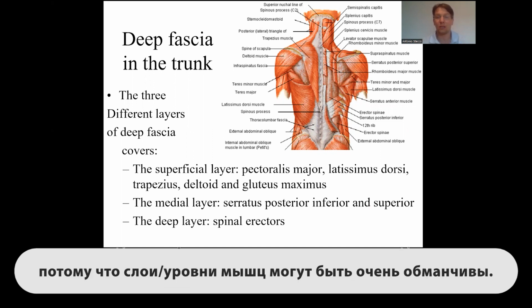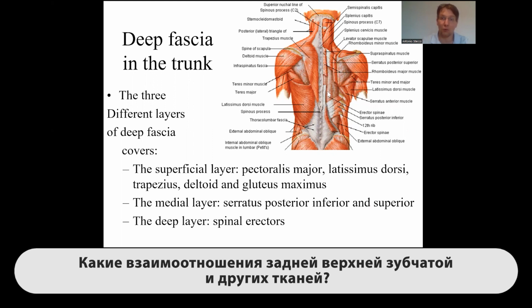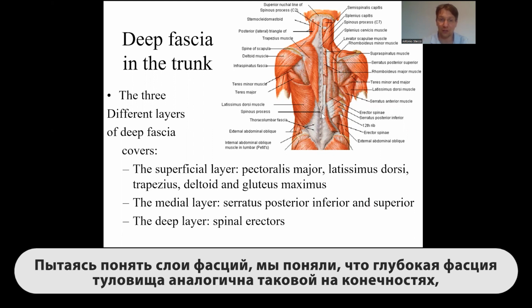it results in a very important anatomy that has to be studied, because the level of the muscle can sometimes be tricky. Which muscle is above the other? I mean, is the trapezius above the deltoid or vice versa? How is the relation between serratus posterior superior and other structures? So it's important to understand the fascial layers.